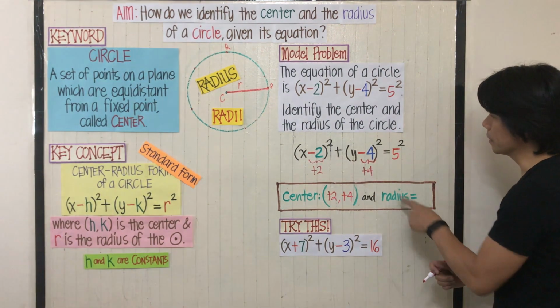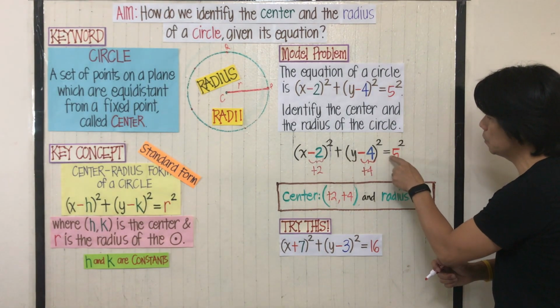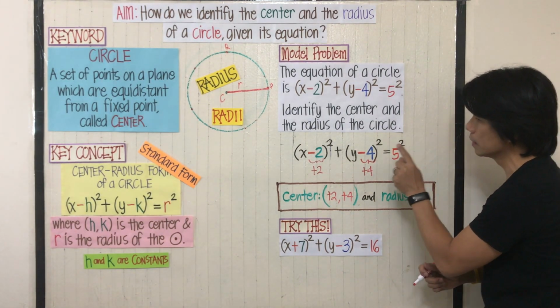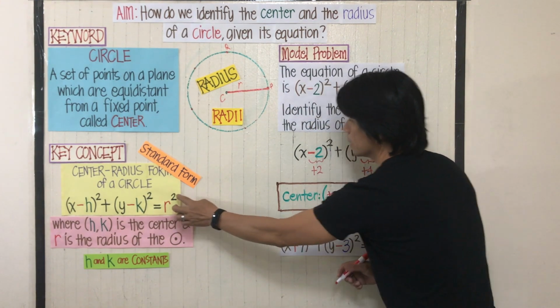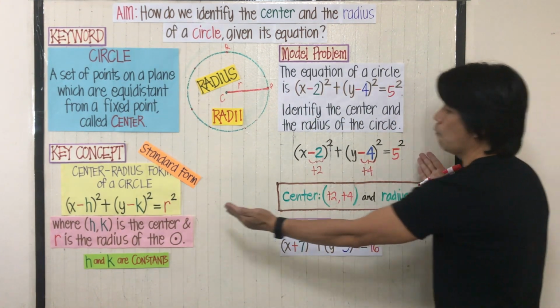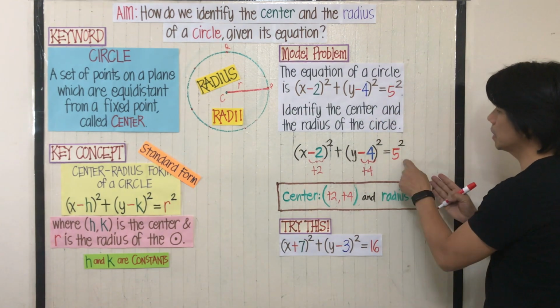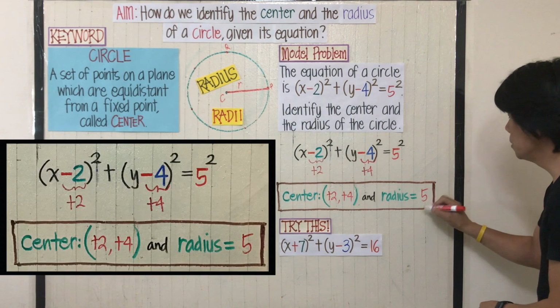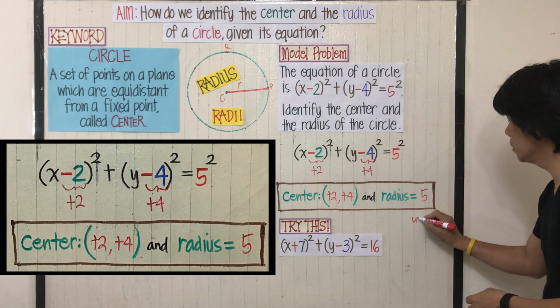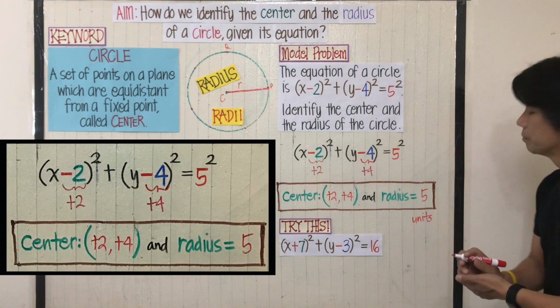How about the radius? It says here equals 5 squared. Take a look here on the standard form, r squared. So they are on the same form. That means we just simply take this 5 as the radius, or 5 units. If you want to write down units, that's even better.